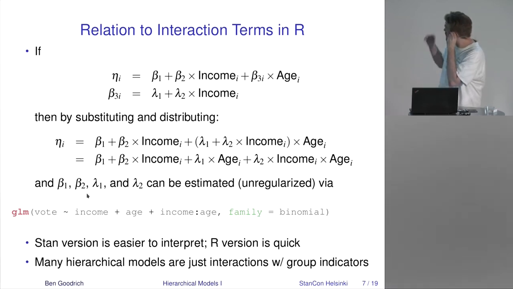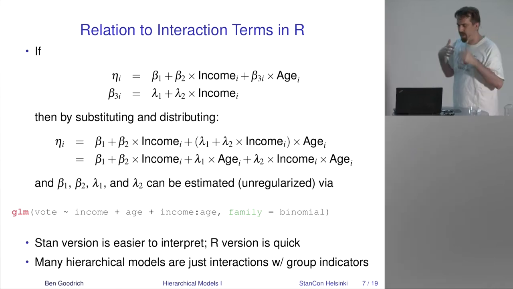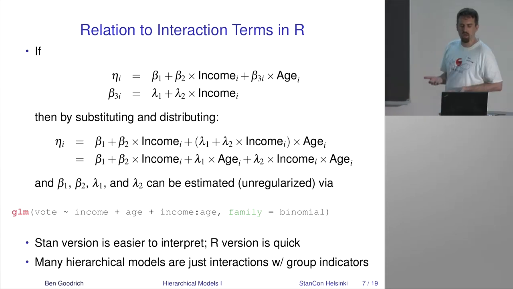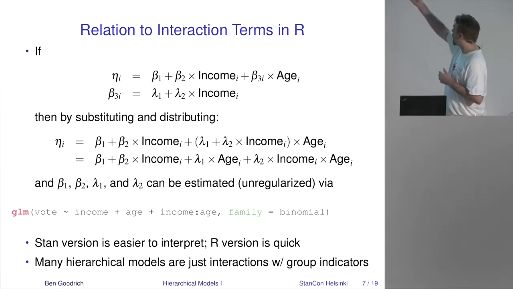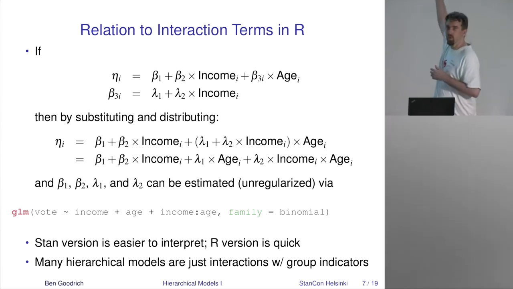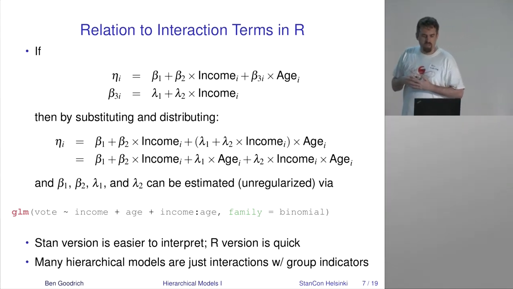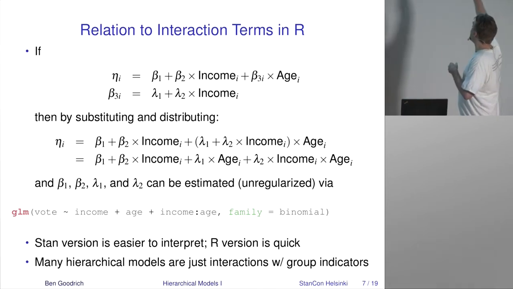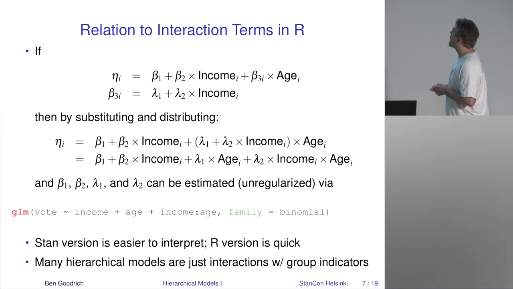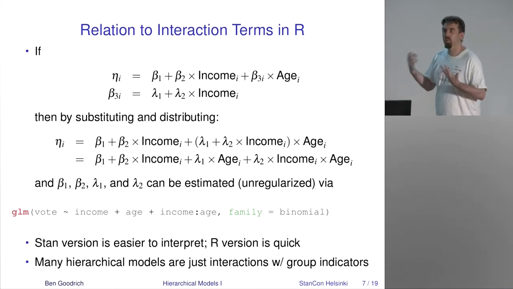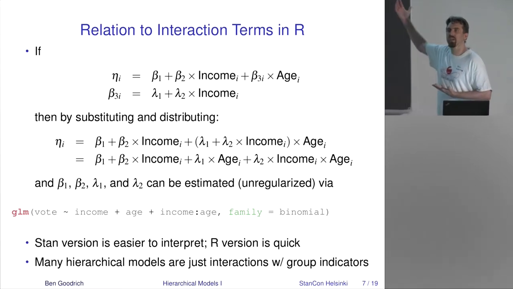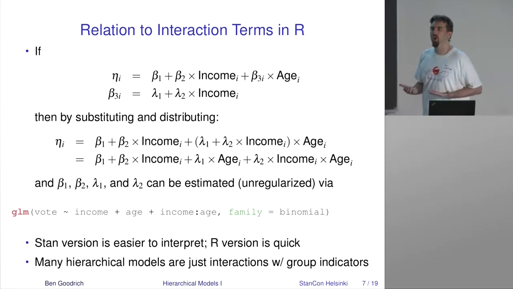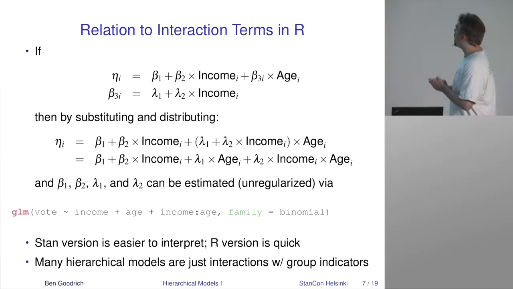And then if we wanted to, we could use some frequentist method to get unregularized estimates of beta 1, beta 2, lambda 1, and lambda 2 by doing income plus age plus income colon age. So we're going to be estimating four parameters there, and then family equal binomial to specify that this is a logit model. So what we did before with our Stan model was giving us an equivalent likelihood function to what we could do just on our own in R with interaction terms.